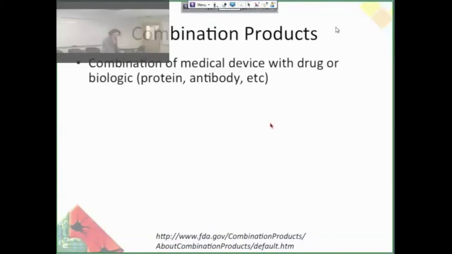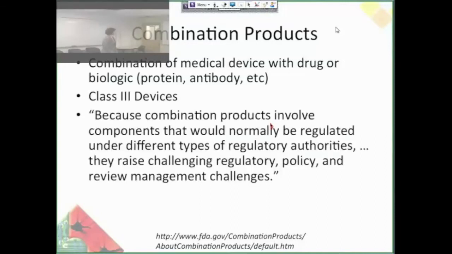Combination products are what they sound like, a combination of a medical device with a drug or a biologic. These are always Class 3, and there's a quote on the FDA website which I think is interesting. Because combination products involve components that would normally be regulated under different types of authorities, they raise challenging issues. So the FDA is basically acknowledging that they are not quite prepared to deal with these products yet, and they just recently, in the last couple of years, started the Office of Combination Products, but the Office of Combination Products still regulates these devices through one of the other offices primarily.